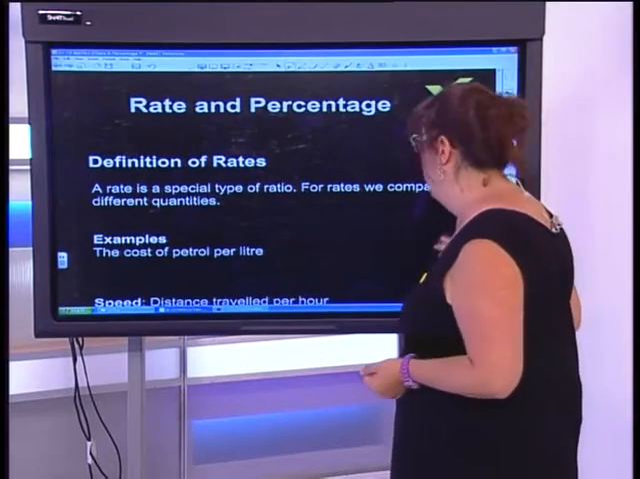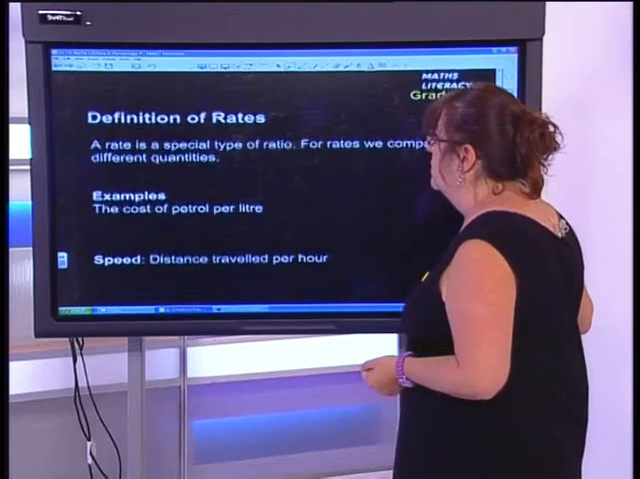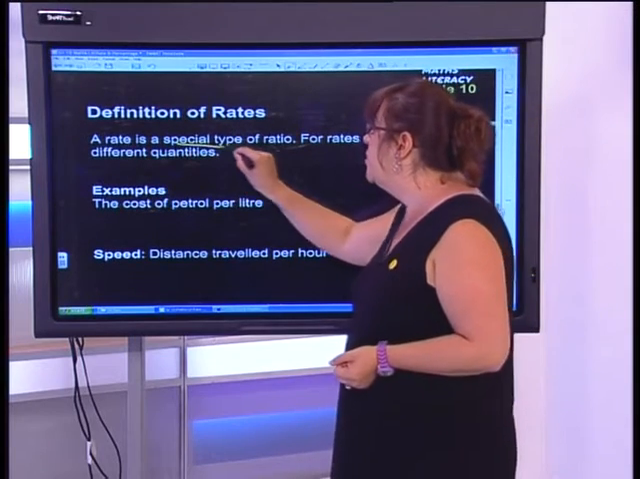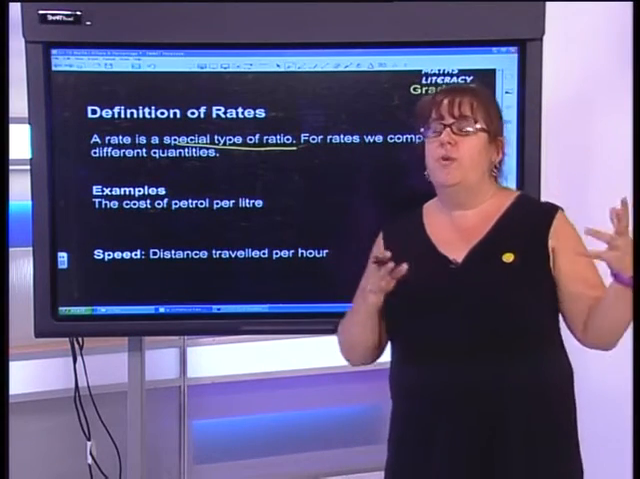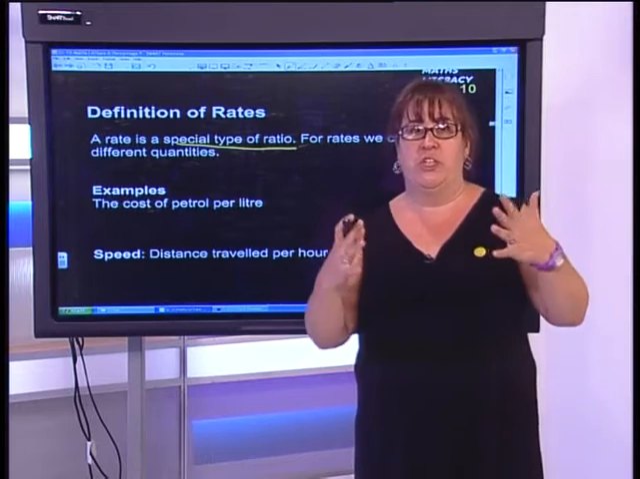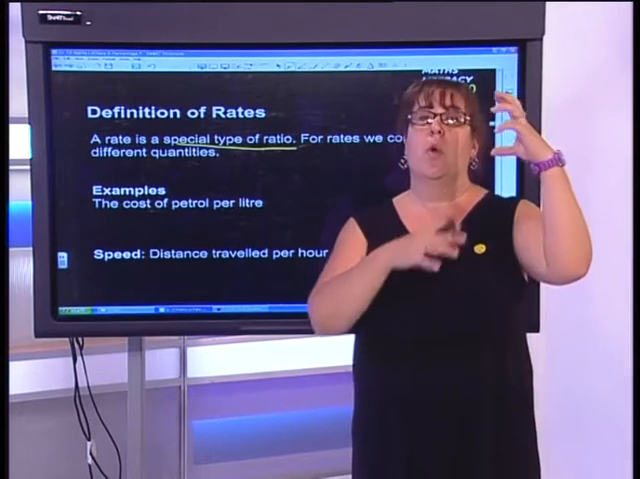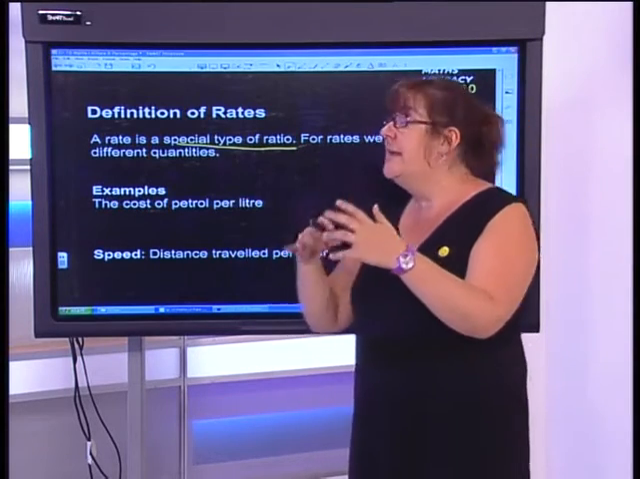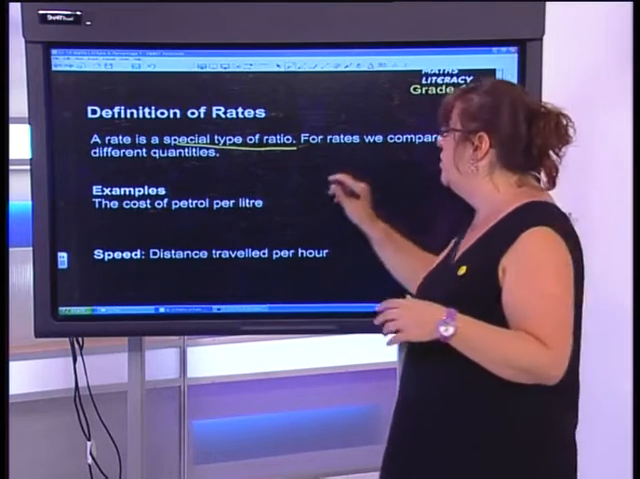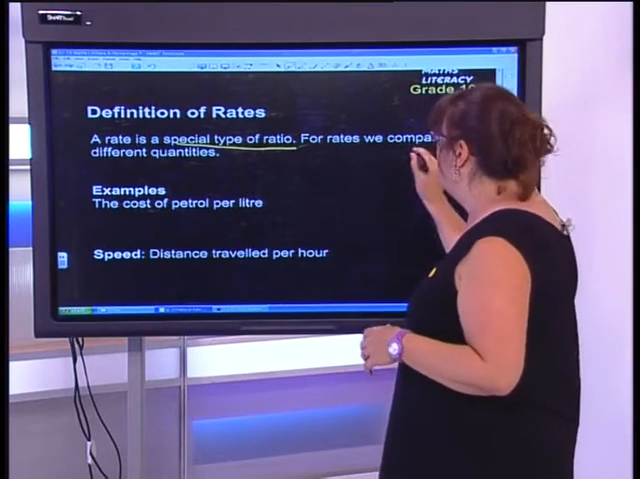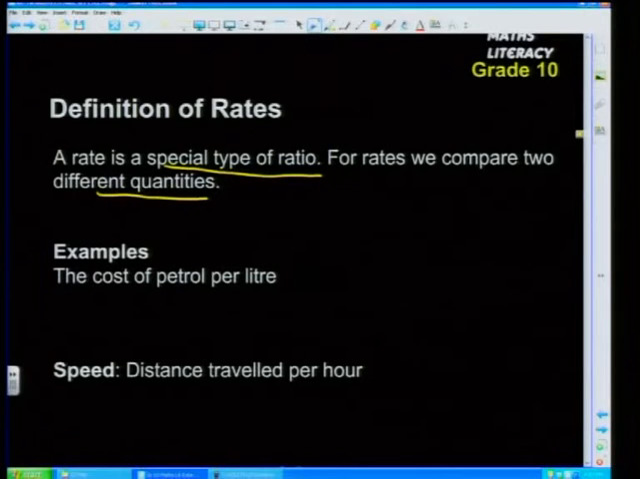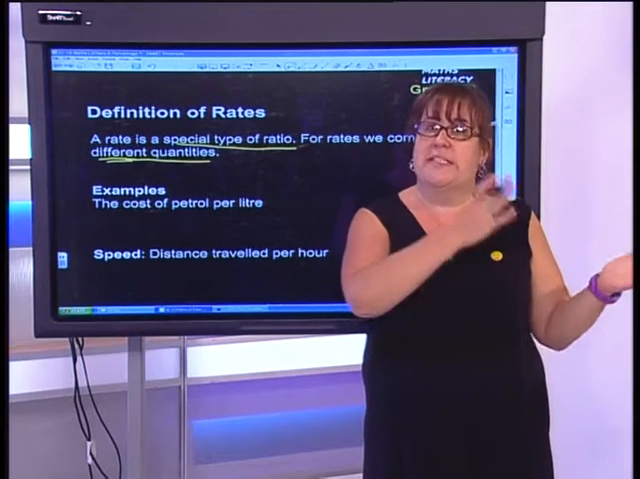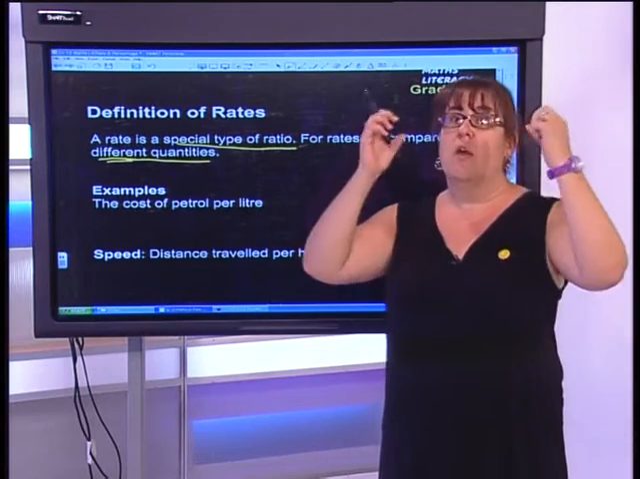Right, what is a rate? A rate is a special type of ratio. Hope you remember from last week when we were dealing with ratios, and your ratios were one number relating to another number. A rate is basically comparing two different quantities. Two different, and that's what's important, two different quantities. Once we've decided what the quantities are, we can deal with them very much the same way that we did last week with the ratio.